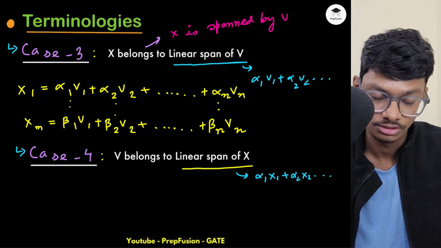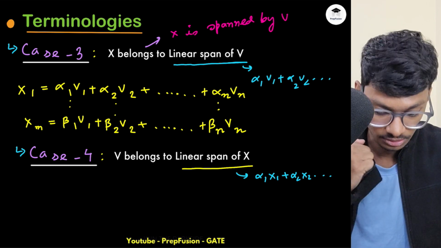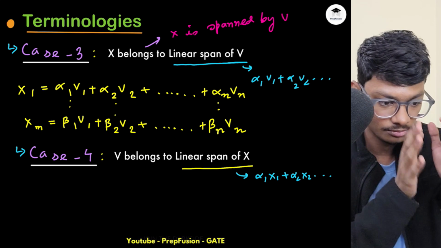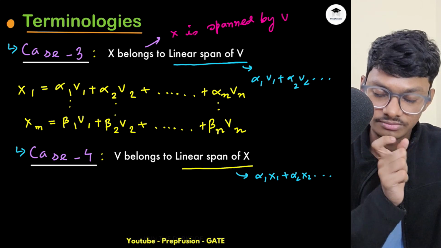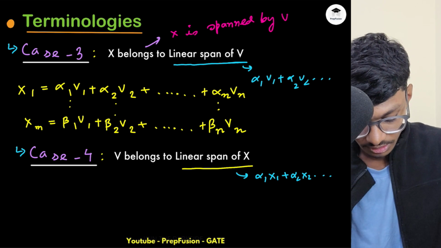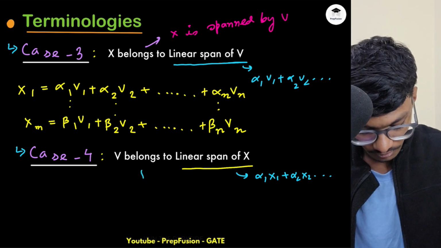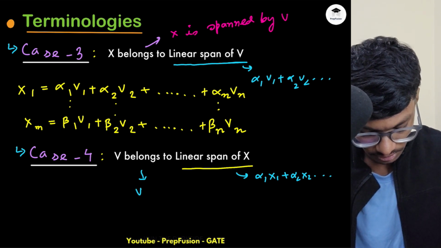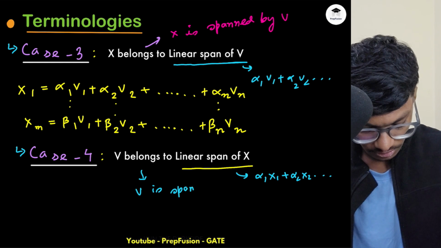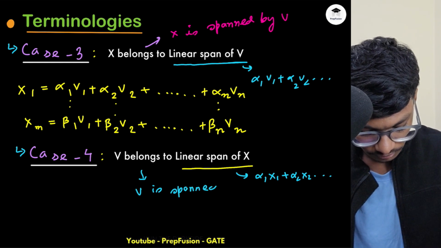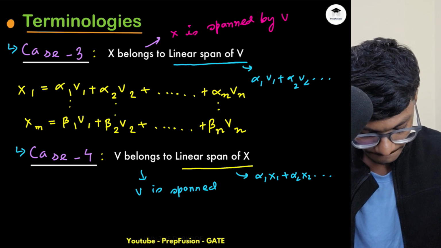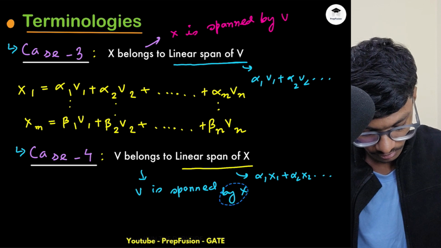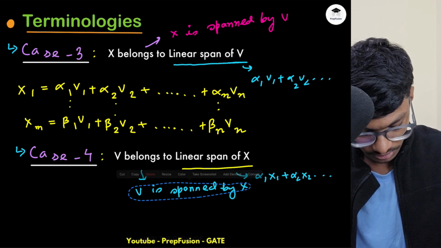Why am I putting so much emphasis on this terminology? Because in the GATE exam this may be asked. These types of terms may be used, and if they are, you will be confused. So you have to be really careful about this. So V is spanned by X.